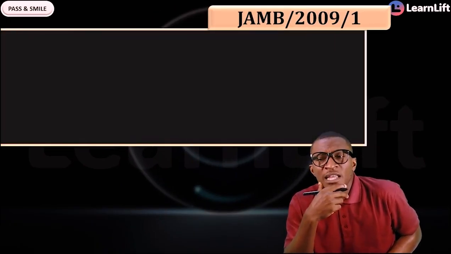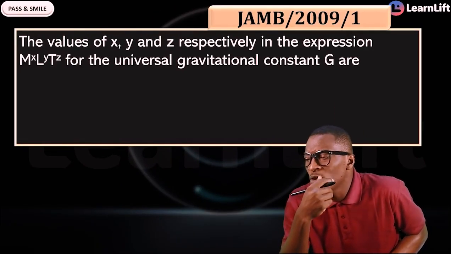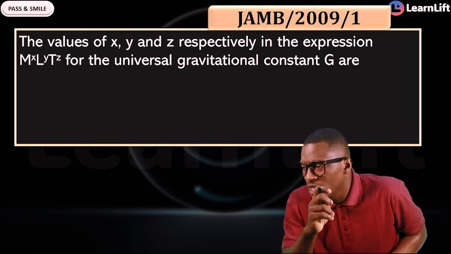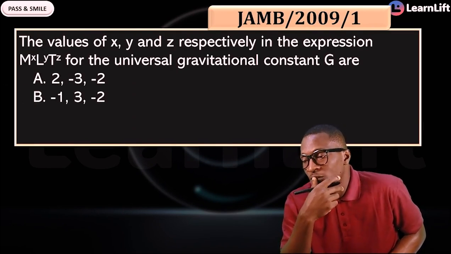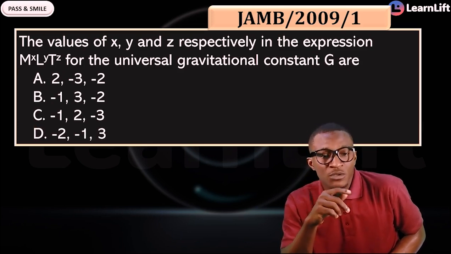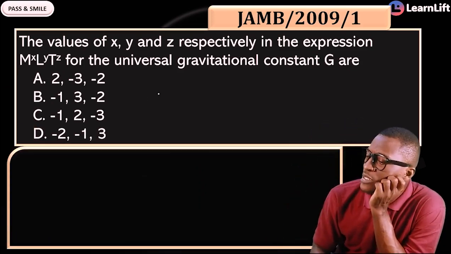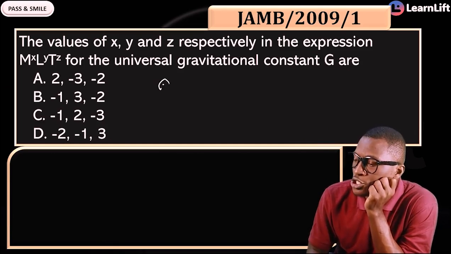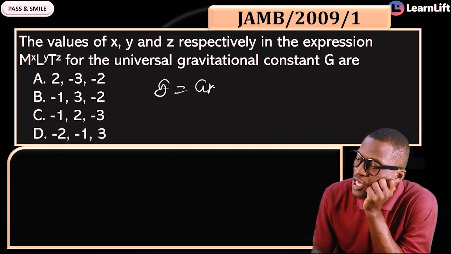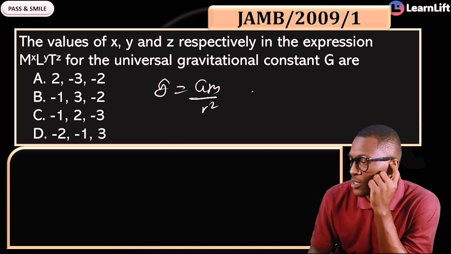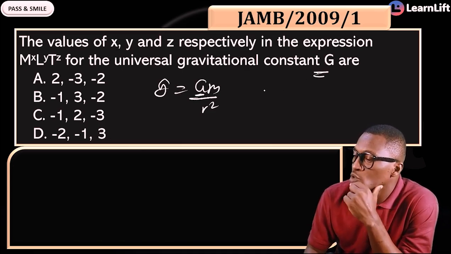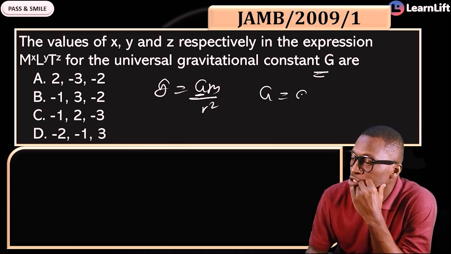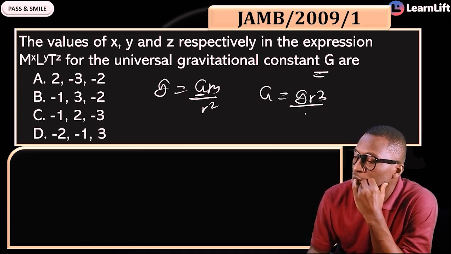Now let's see JAMB 2009 question 1. The question says that the value of M, X and Y respectively in the expression for the universal gravitational constant is... We solved this question in dimension, but I'll still solve it again. Now, taking that, we said what is the relationship between small g and big G? g is given as GM all over R squared. So from there now, we're looking for G. So G, capital, if you make G the subject, will give you what? g R squared all over M.